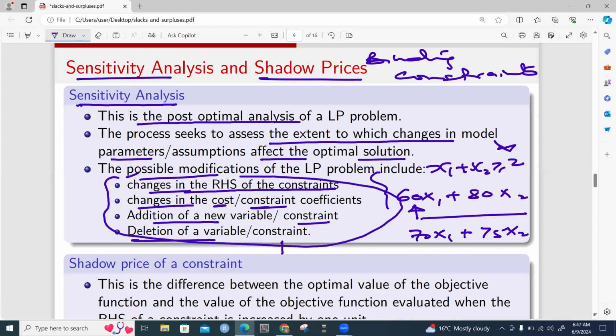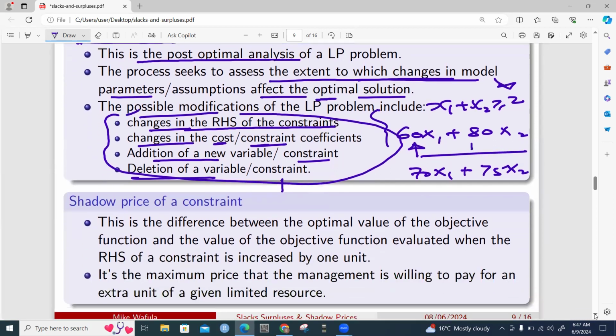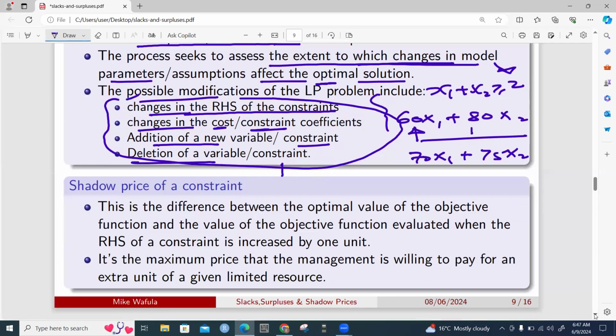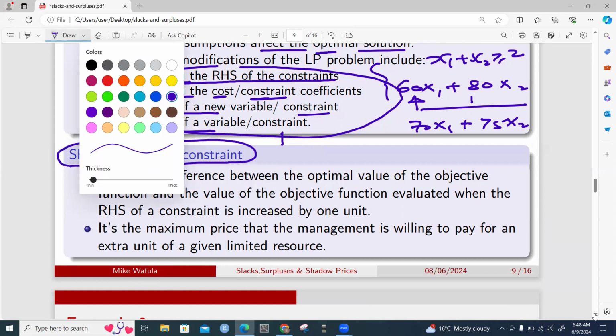Whenever you're doing all this, you are assessing the extent to which changes in the model parameters or assumptions affect the optimal solutions. Whenever you're making such changes, you're actually doing sensitivity analysis. This comes after you have already solved the linear programming model and gotten your optimal solution and the optimum point. And through those modifications, through this sensitivity analysis, we now get what we call a shadow price of a constraint.